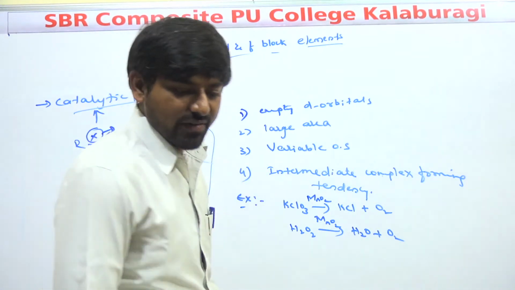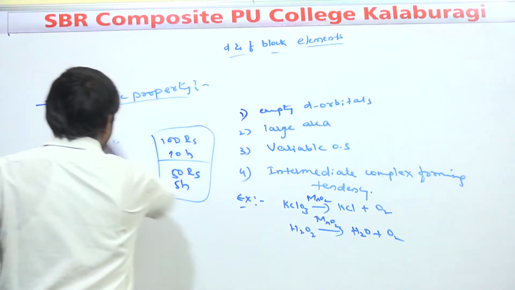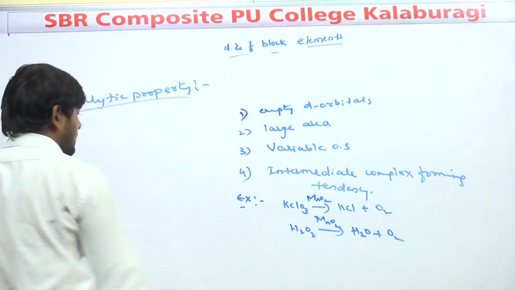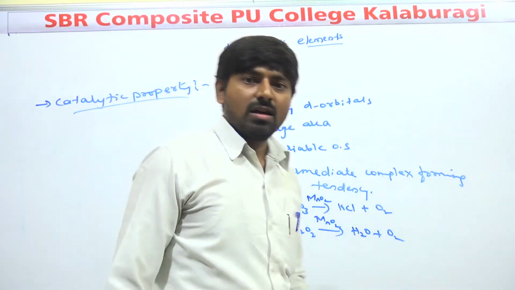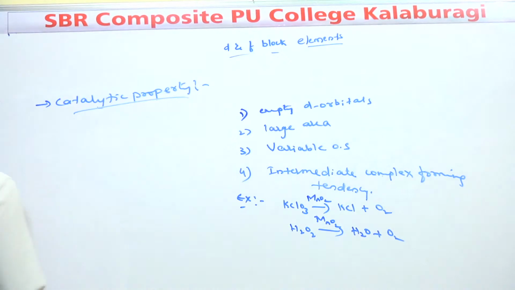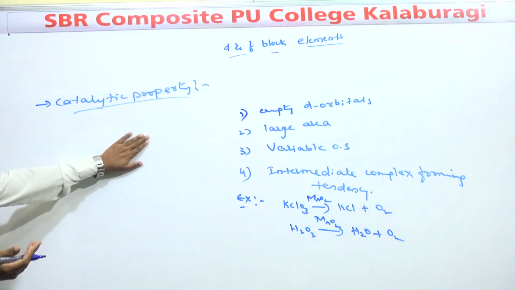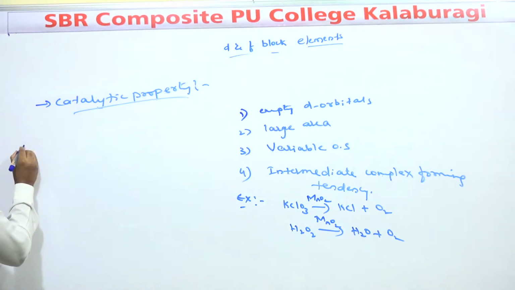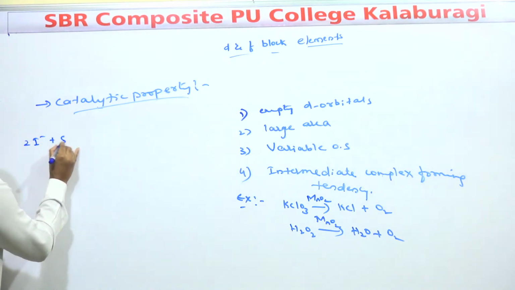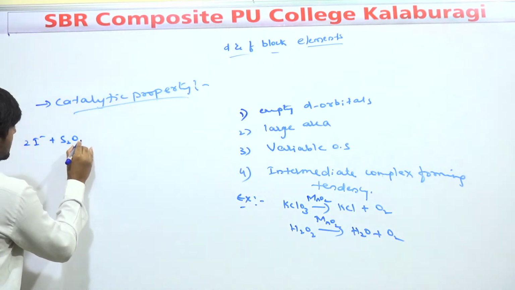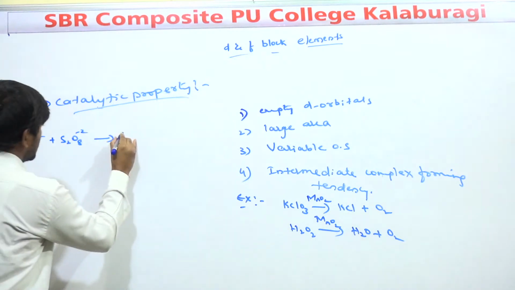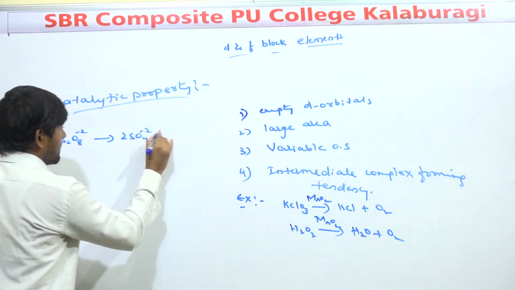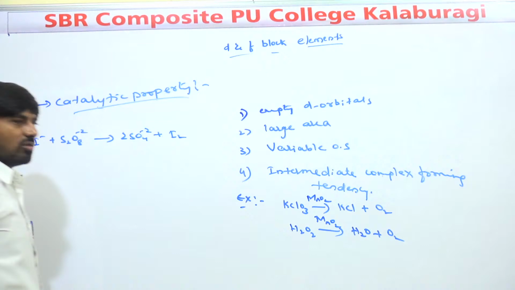In the same way, when a mixture of iodide and persulfate is treated with ferric ion, meaning iron, then once again the speed of the reaction can be enhanced. Now let us consider the reaction: 2I minus plus S2O8 2 minus tends to 2SO4 2 minus plus I2. This is the overall reaction.